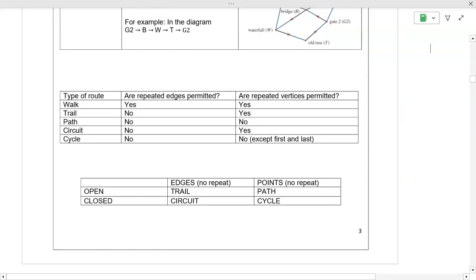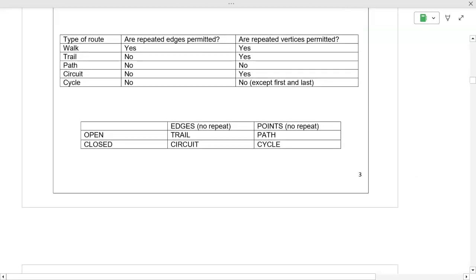Okay, so this is just a little bit of a summary of those different types: your walk, trail, path, circuit, and cycle. So are repeated edges permitted? Only on a walk. Are repeated vertices permitted? You can on a walk, a trail, and a circuit. Then we have here just a little bit on our edges, so no repeat on a trail and a circuit. So open for a trail, closed for a circuit, and points repeated can be on a path and on a cycle.